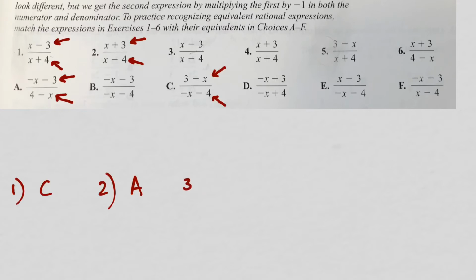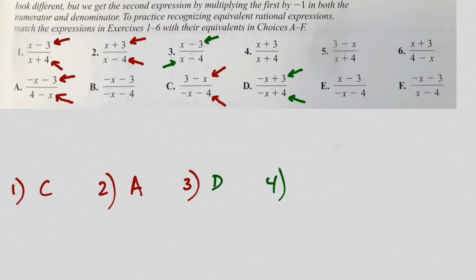Okay. Number 3. Let's use a different color. So up top we have a positive x and a negative 3. So when I'm looking at the opposite of that, here we have a negative x and a positive 3. Now in the denominator, we have a positive x and a negative 4. Here we have a negative x and a positive 4. So we have, again, an opposite on the top and an opposite on the bottom. So those are the same. So this, number 3, must be D. I'm working in weird colors.